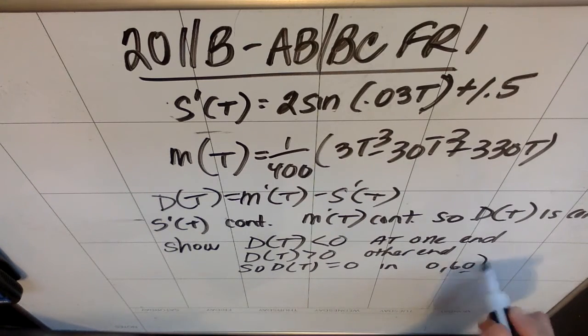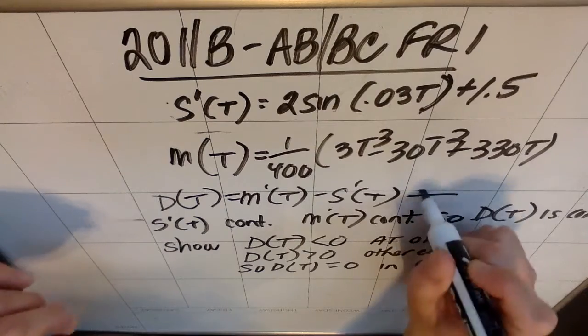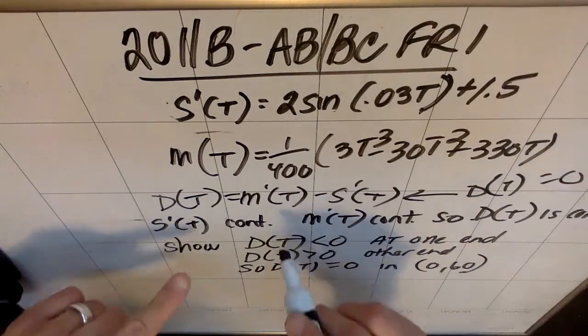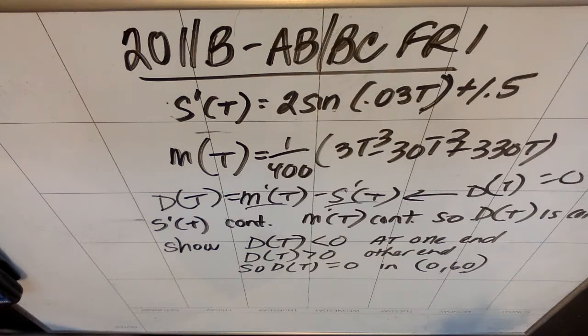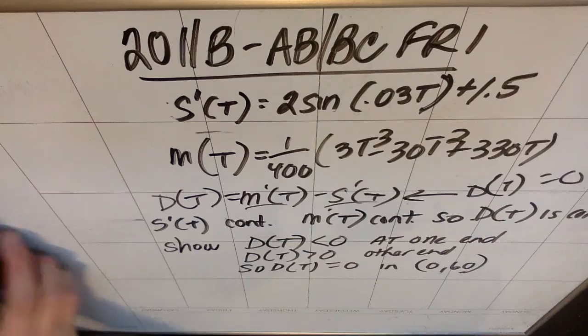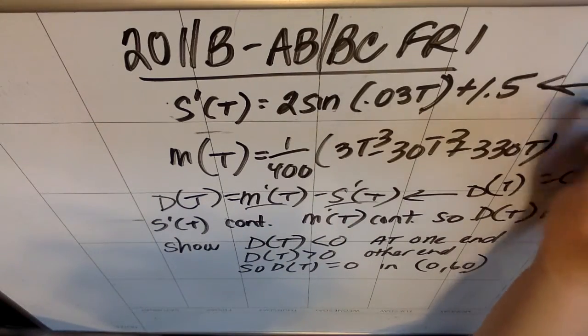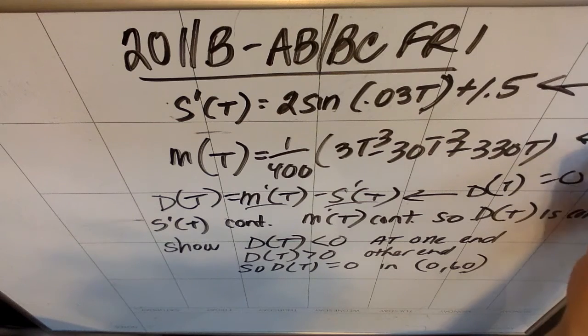Now, what that means is if d of t were 0, that would mean that this thing has to equal this thing. So that's what they want us to show, right? Okay, so now let's actually walk through the math of showing that. I'm going to go ahead and put my m of t in as my y2. So remember, this was my y1. This is going to be my y2, right?